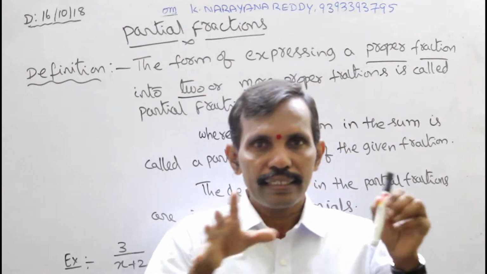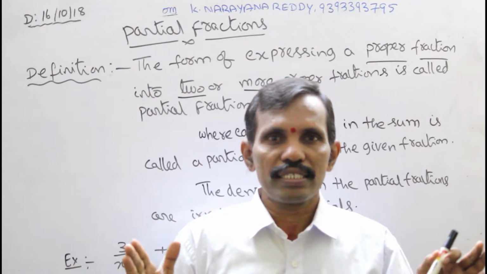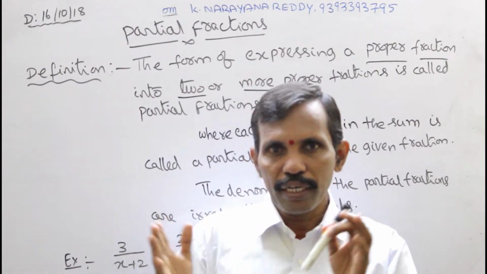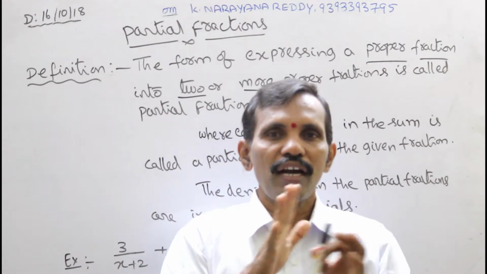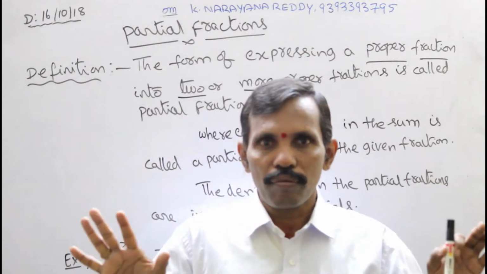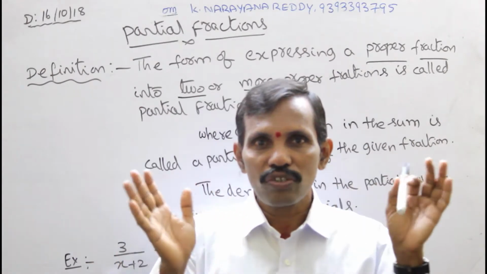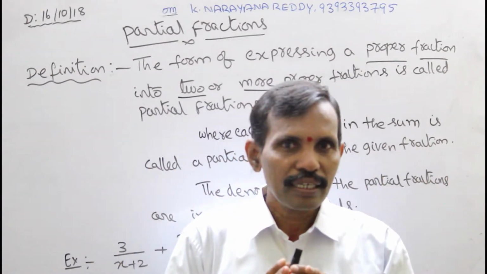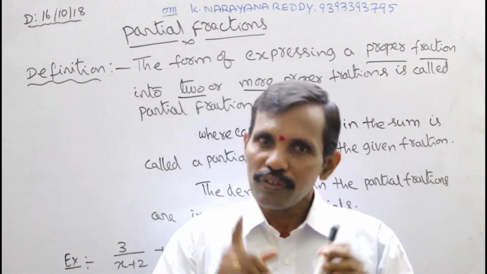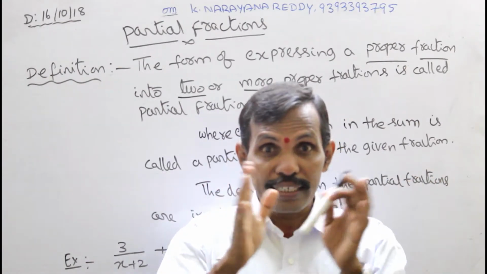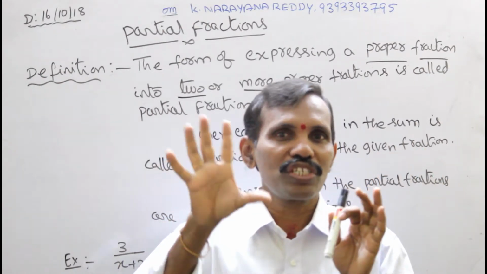Suppose a city can be divided into parts, subdivisions. That is partially divided, not fully. The city is one, but you can divide it partially. India contains so many states. That means India is divided partially. India is one, but divided into states. Partially divided. That is called partial.